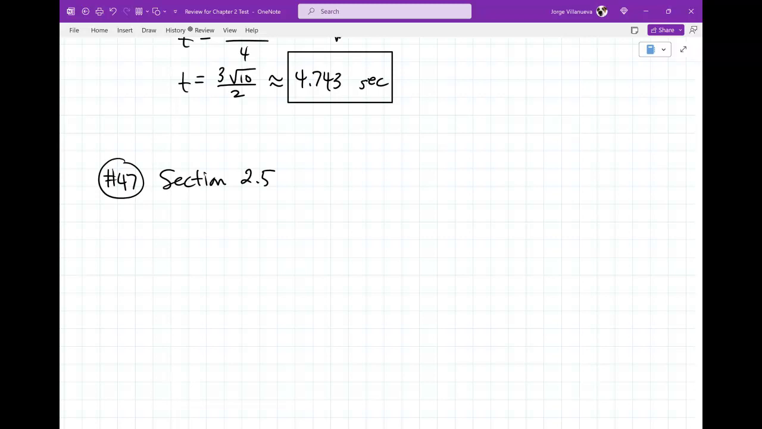Number 47. Find the second derivative in terms of x and y. So 47, x squared minus y squared equals 36. If I'm correct, this is a hyperbola, right? The same AB value.